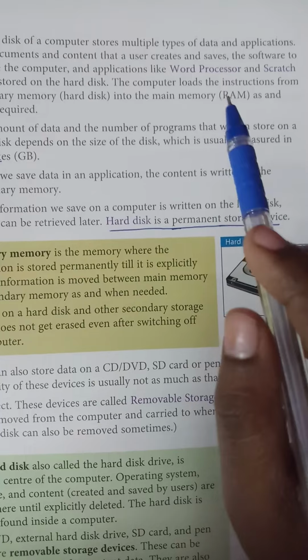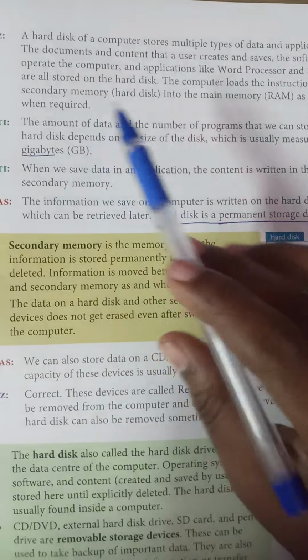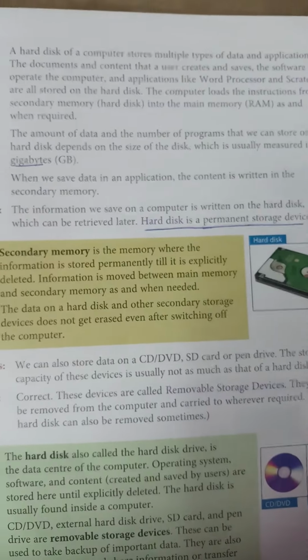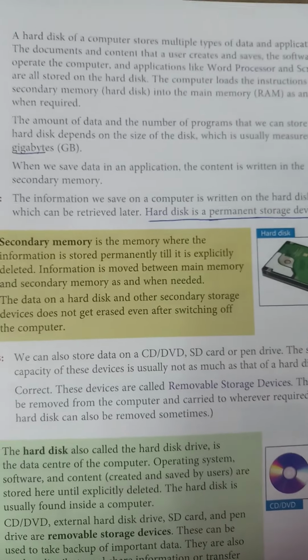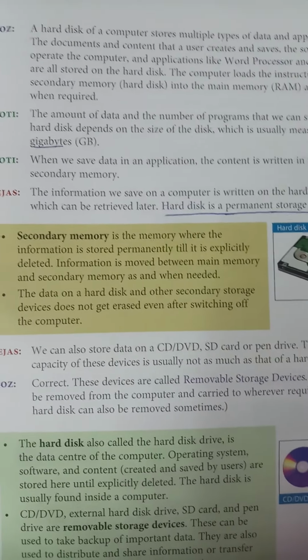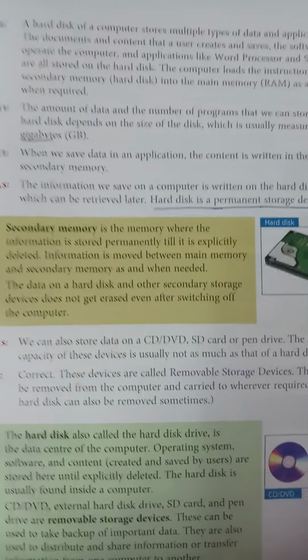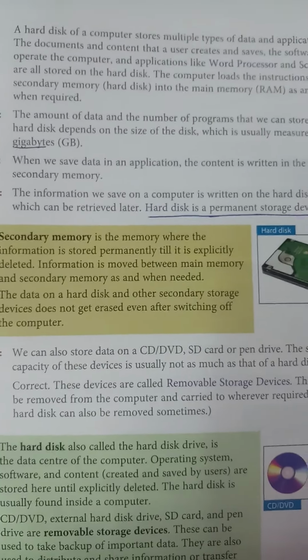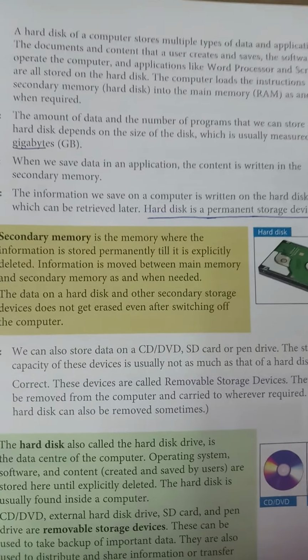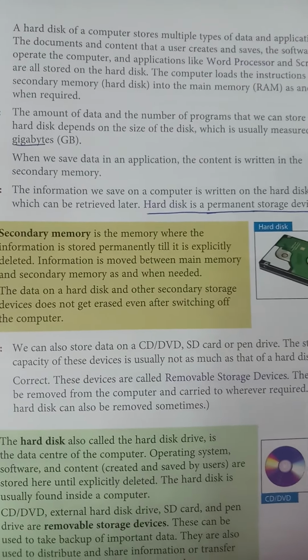The computer loads the instructions from the secondary memory into the primary memory. So here the computer loads the instructions from where to where? It loads the information from the secondary memory into the primary memory. What is the primary memory? RAM, random access memory, is the main memory or primary memory.